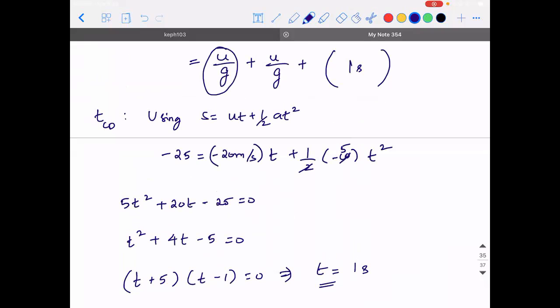So what is u by g, guys? U is 20, g is 10, sir. So 20 by 10 plus 20 by 10 plus 1. So 2 plus 2 plus 1. It will take a total time of 5 seconds to hit the ground.